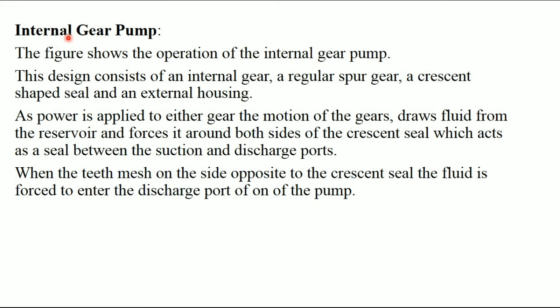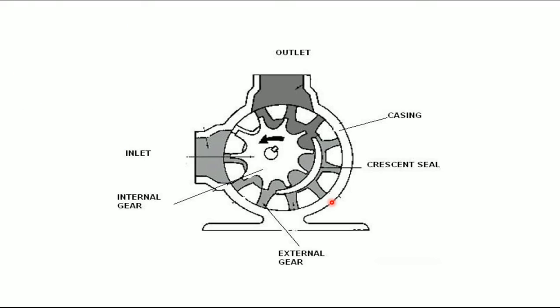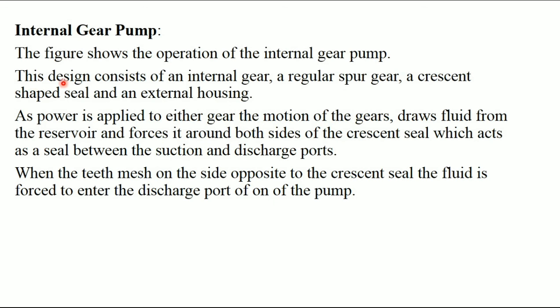Then we can see the internal gear pump. It comes under positive displacement pumps. This is the diagram of the internal gear pump. This design consists of an internal gear, a regular spur gear, a crescent-shaped seal and the external housing.